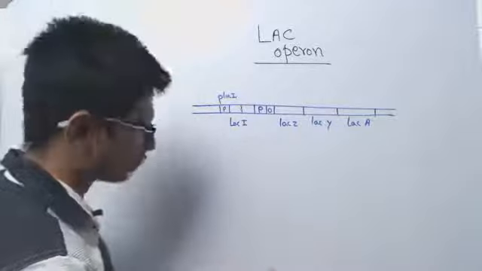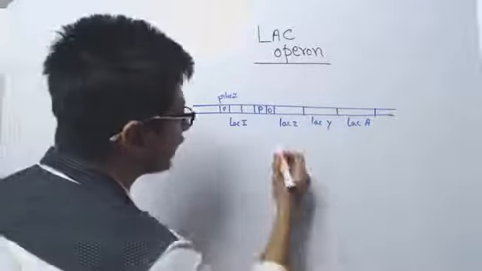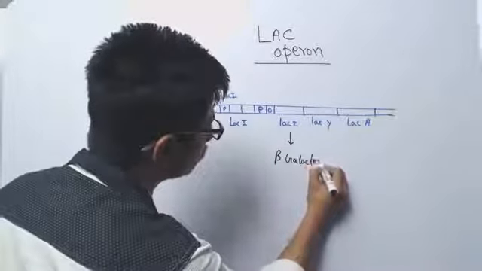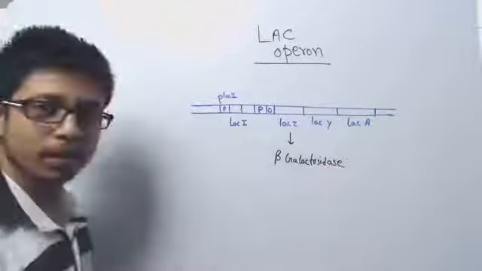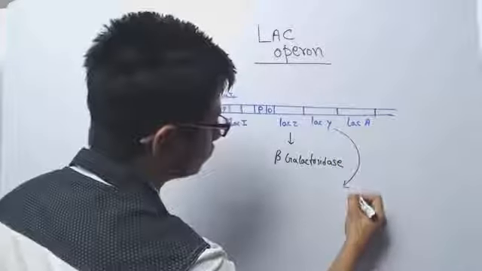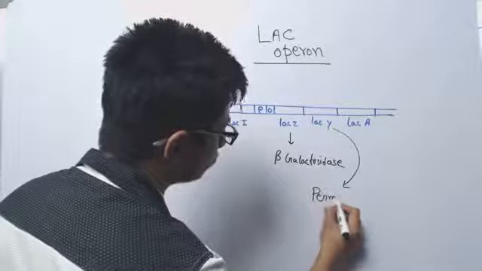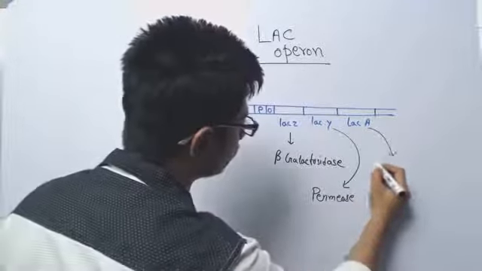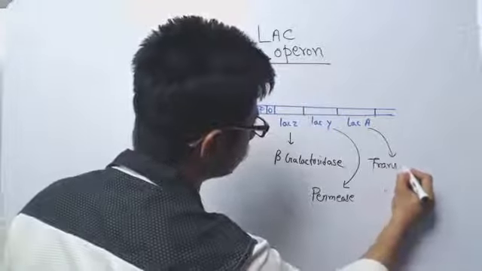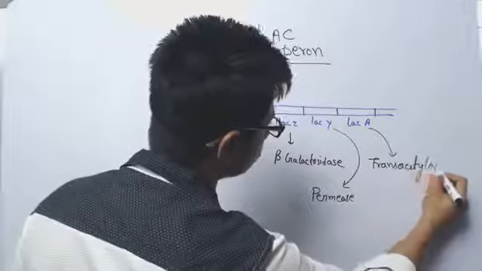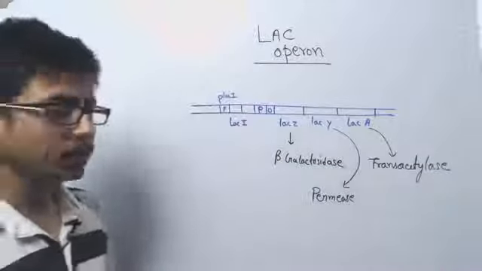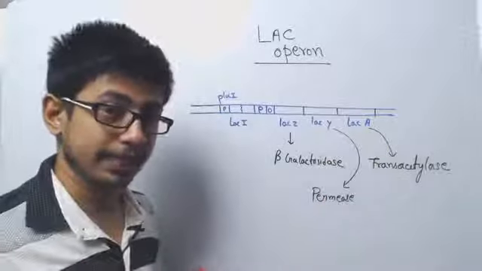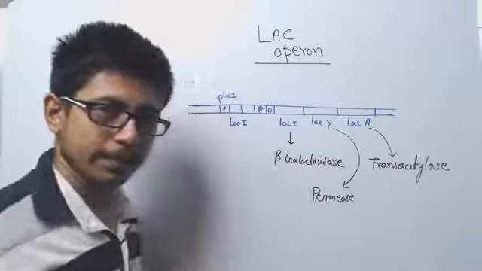What are those products? For example, here lac Z produces beta galactosidase enzyme, lac Y produces permease enzyme, lac A produces transacetylase enzyme. These are the three proteins that these three genes will code for. This is the idea. And why do we require these three enzymes?